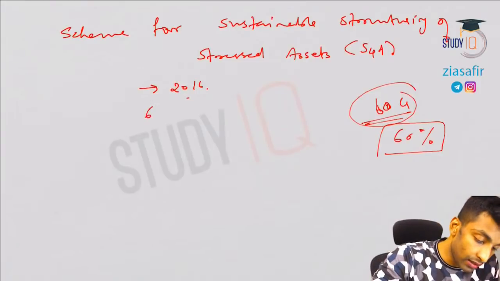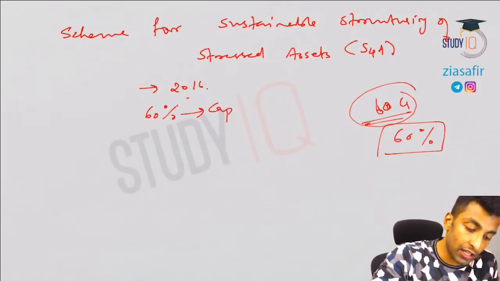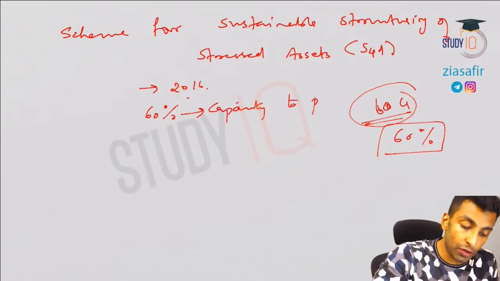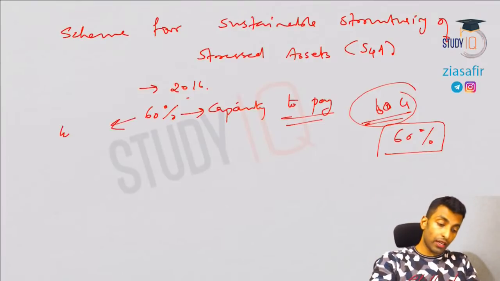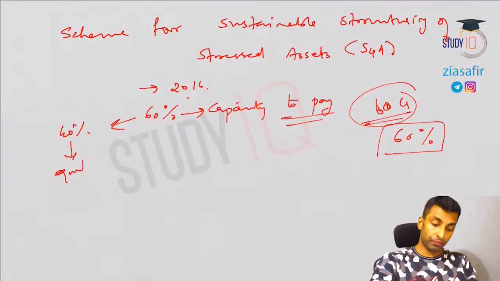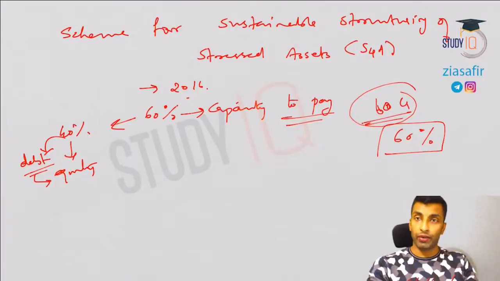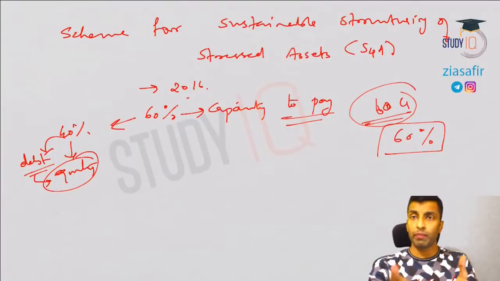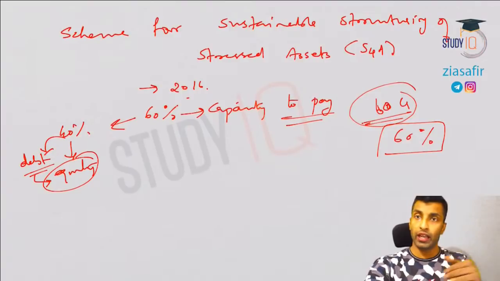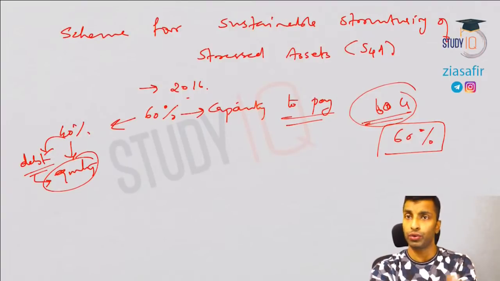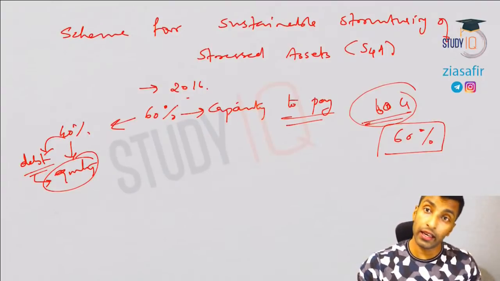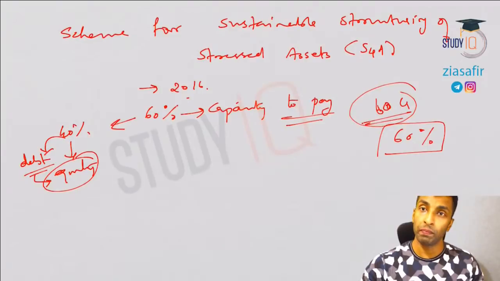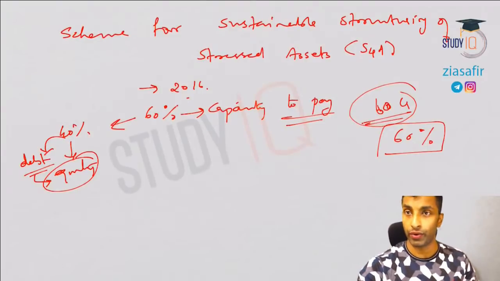So let's suppose the company has 60% capacity to pay, or the company is ready to pay 60% of the loan. Then 40% of the debt will be converted to equity. Then the bank can sell it later. This equity can be sold to some third party to recover the money. Earlier it was full equity, the complete loan converted to equity.